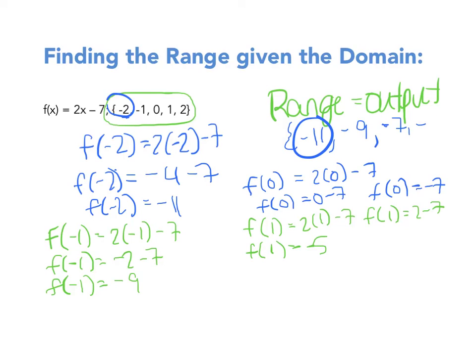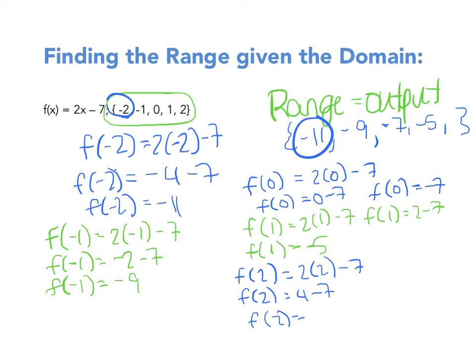We'll add that, and let's do our last value now. Is 2, so f of 2 equals 2 times 2 minus 7. F of 2 equals 4 minus 7, and f of 2 is negative 3. So with a domain and a function, which we're given right here, we can find our range.